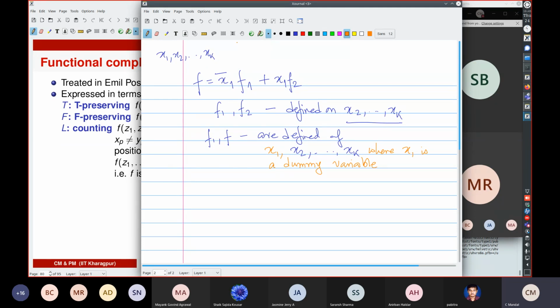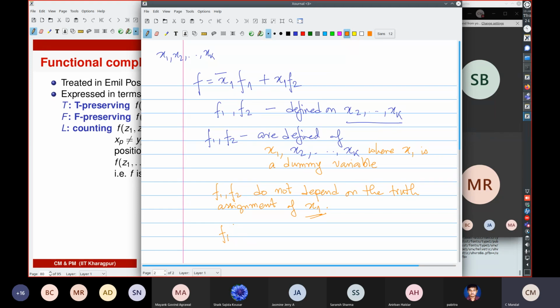What it means is that this dummy variable, f1, f2 do not depend on the truth assignment of x1. All right.